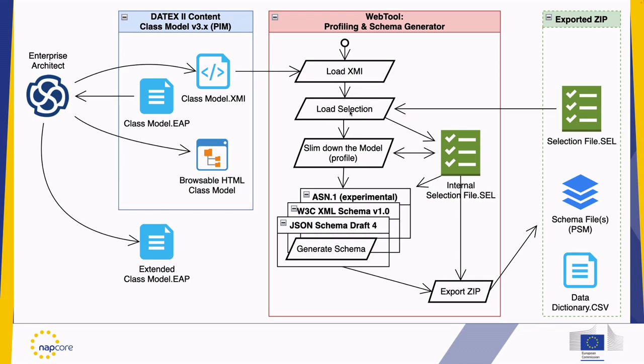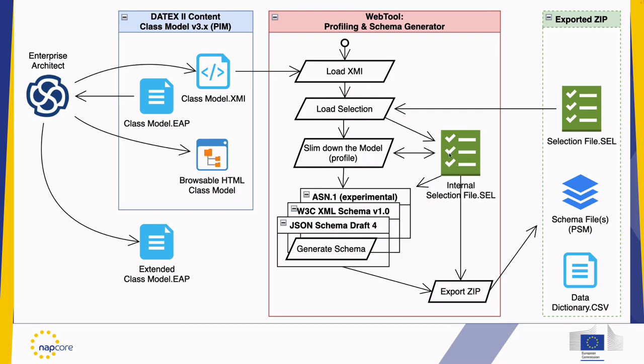It's an optional step. If there is no selection file, everything is selected. If the selection file is uploaded, then it pre-populates the tree of selected structural elements. It remembers the selection file, and in following steps, it slims down the model. It creates a profile which simplifies the rich model into what we only really need.